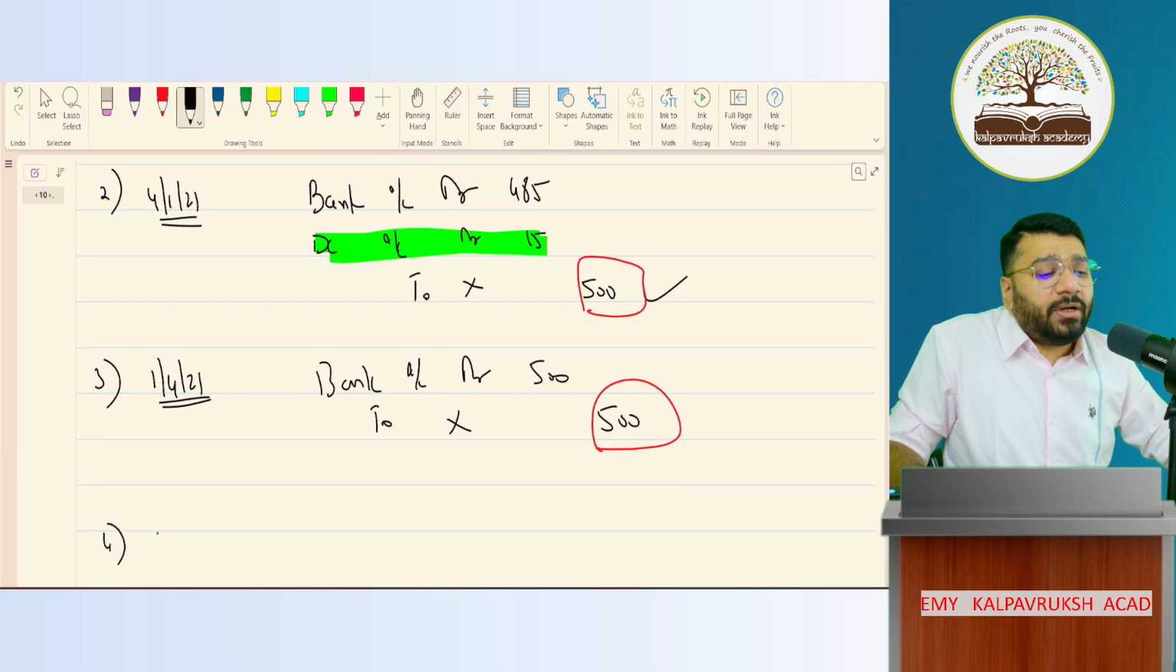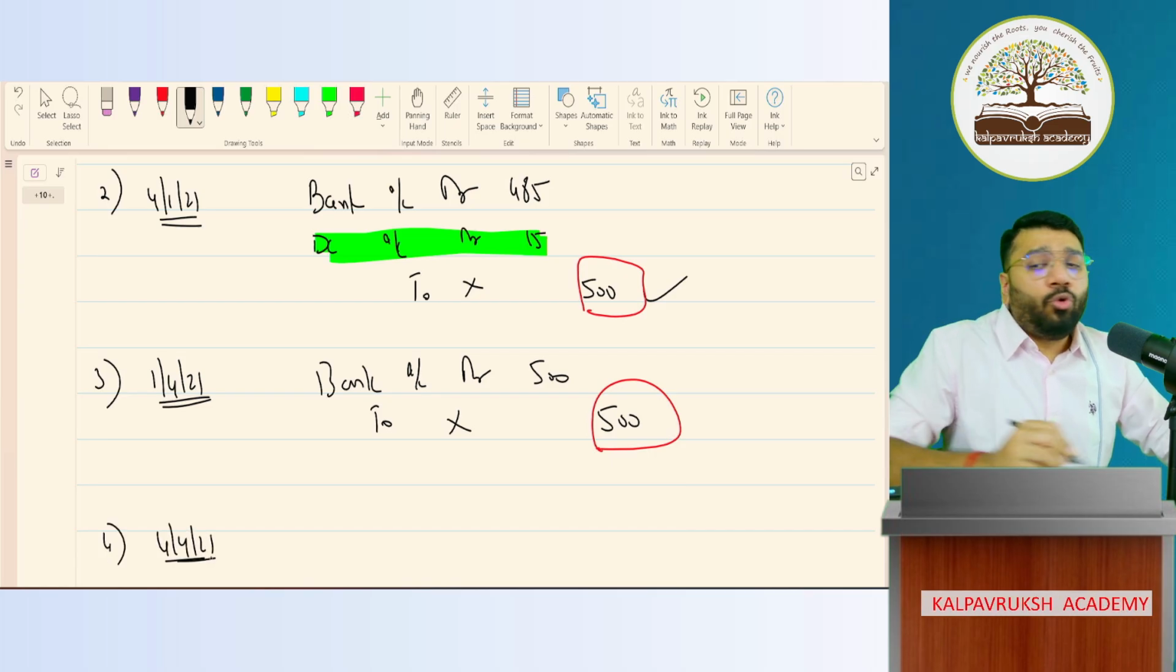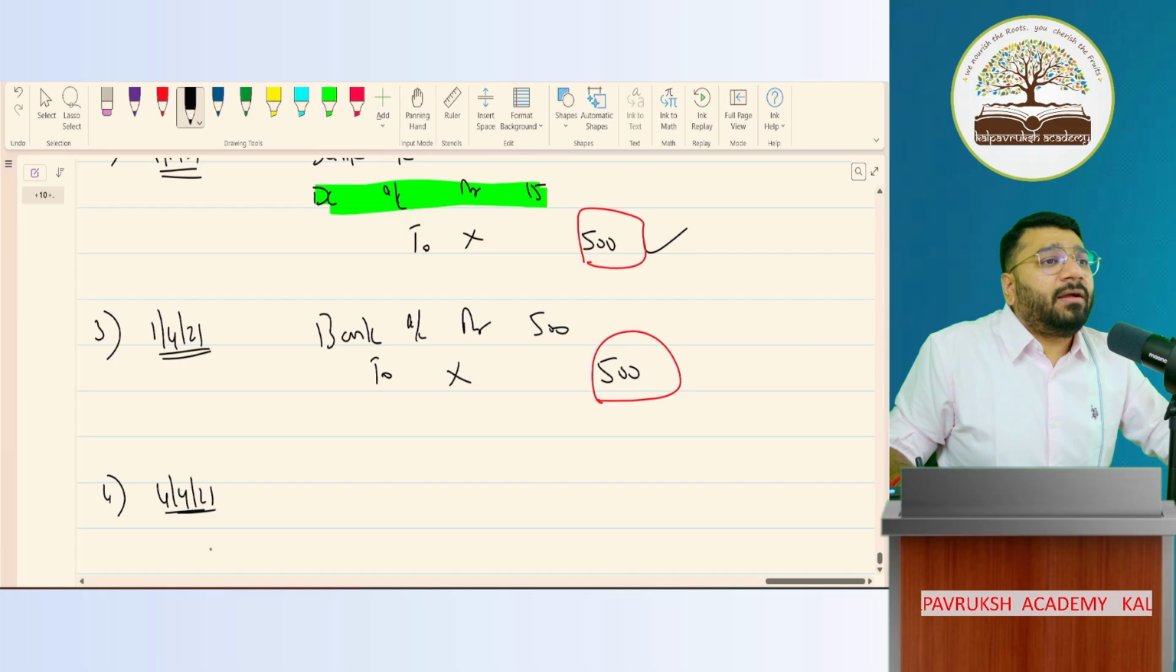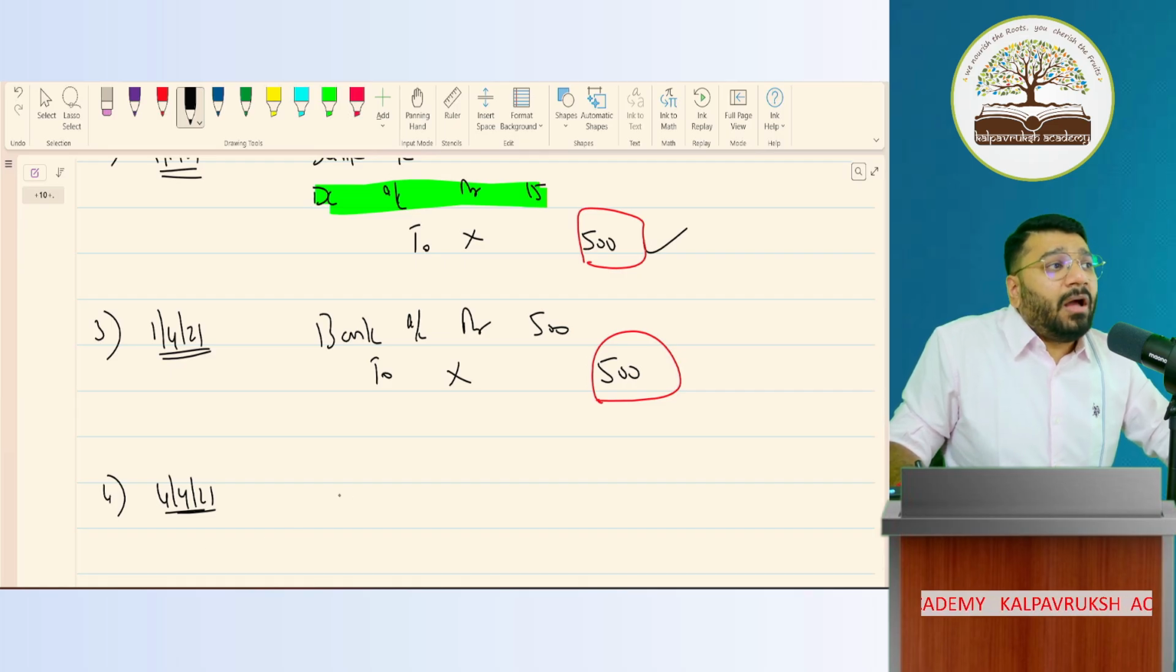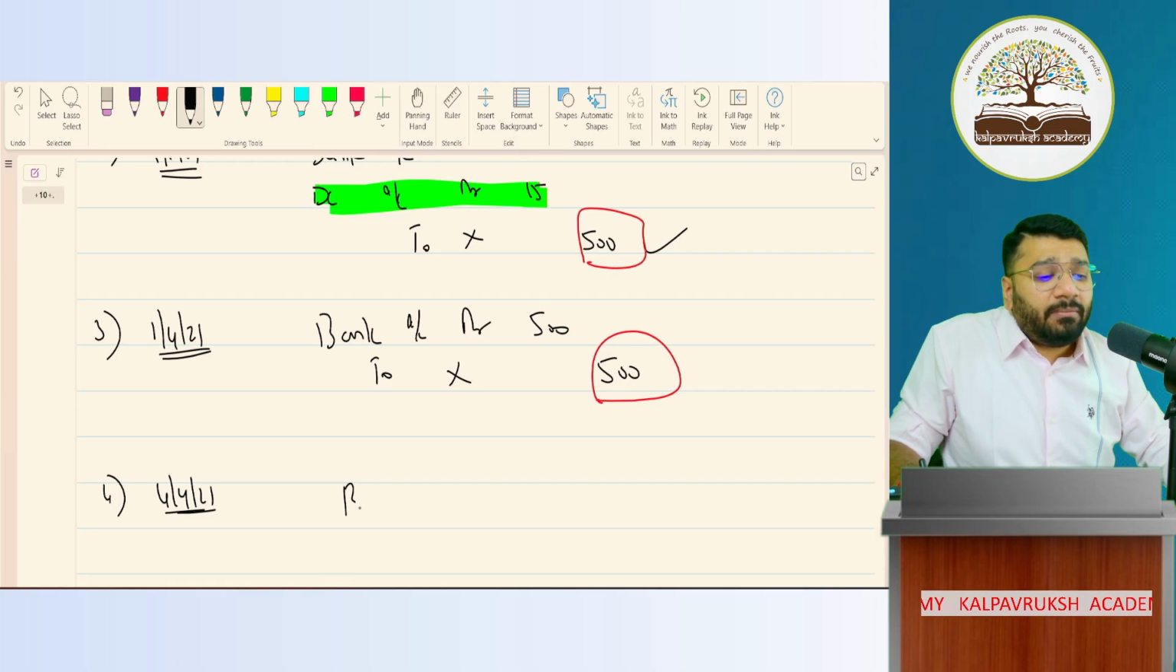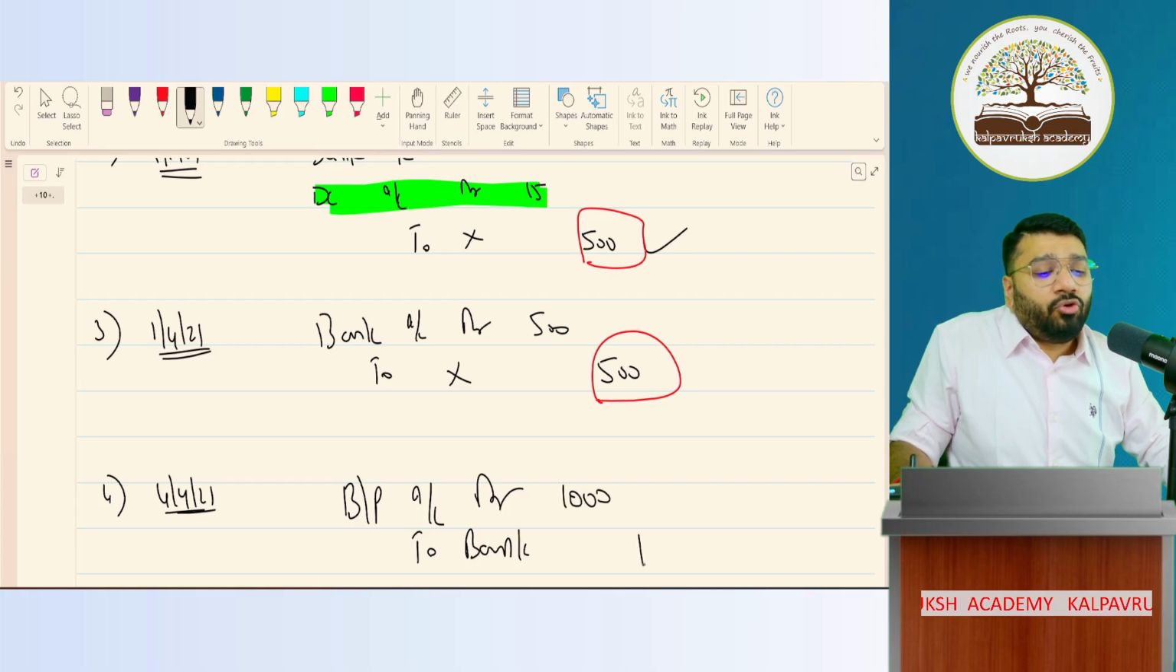Next, on the date of maturity, 4/4/21. Who presented the bill? Bank. Banker presented the bill and Y honored the bill. So what is the entry? Upon presenting, the bill is cancelled. BP liability account debit. Cancellation of liability. To bank 500. To bank 500.